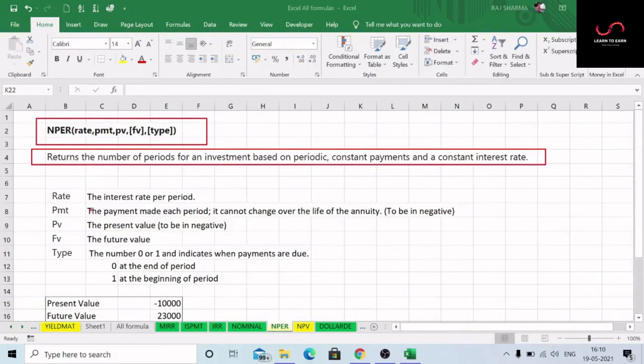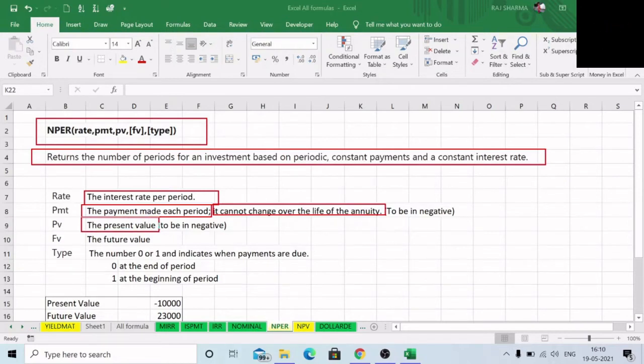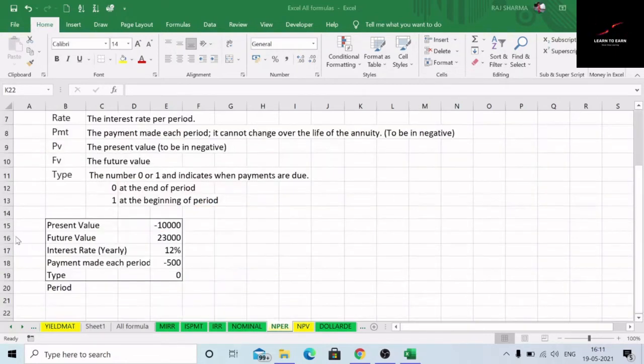The arguments used in this formula are the rate of interest per period, the payment made each period, and here we need to ensure that the payment cannot change over the life of the annuity and it has to be taken in negative. The present value which is invested is also to be taken in negative. The future value is what we desire to get, and type is basically 0 when the payment is due at the end of the period and 1 when the payment is due at the beginning of the period. So here is an example.